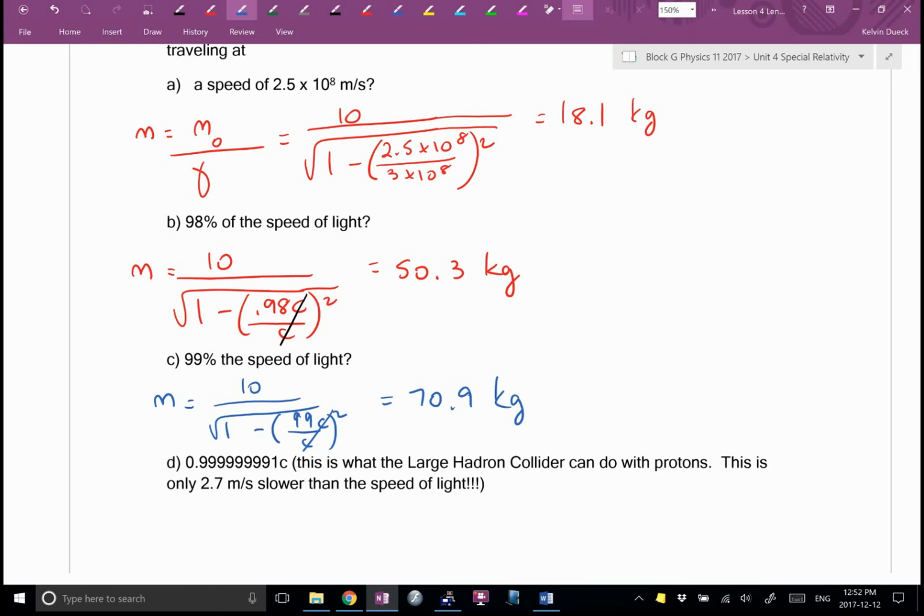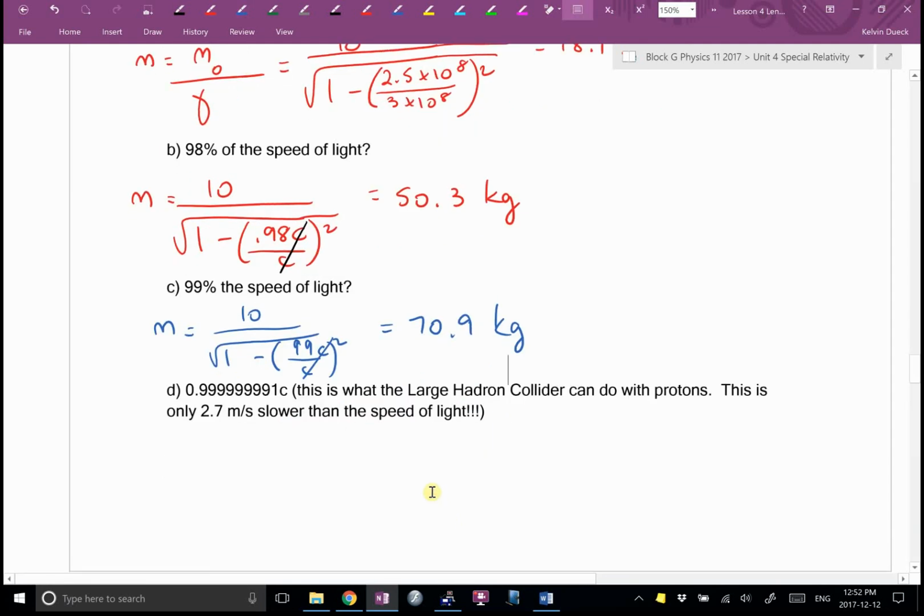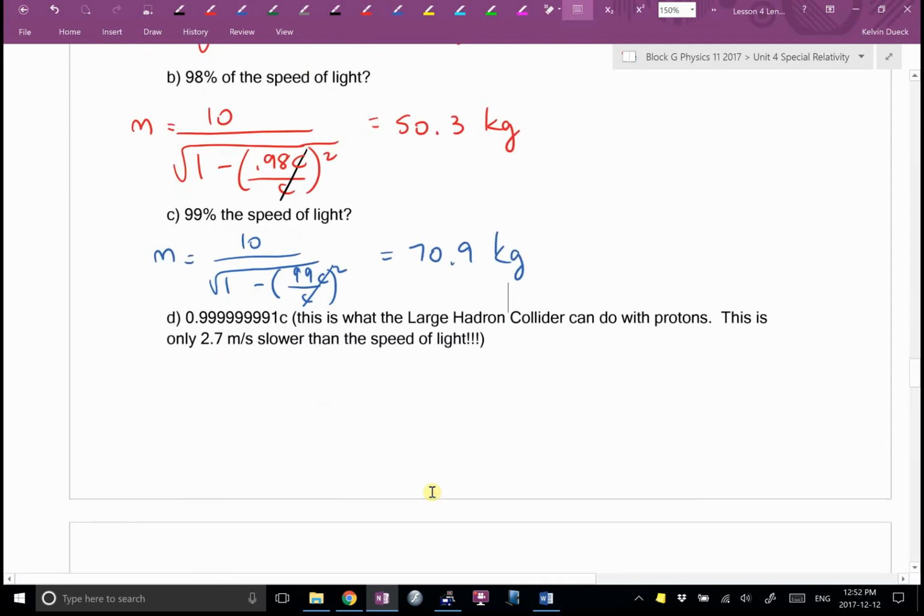The fastest we can get anything right now is in the Large Hadron Collider. We can get protons in the Large Hadron Collider at 0.99999999 and then a 1 of c. It's 2.7 meters per second slower than a beam of light. In other words, if a beam of light and the protons had a race for 1 second, at the end of that 1 second, the protons would be about this far behind the beam of light, 2.7 meters. Pretty fast. Alrighty.